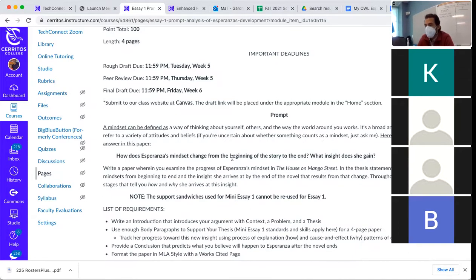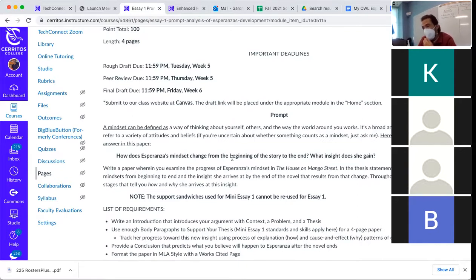I have a question on the prompt question. What insight did you gain? Is that like what makes her have a different mindset? I don't understand that question. Rachel, it sounds like you do understand it.